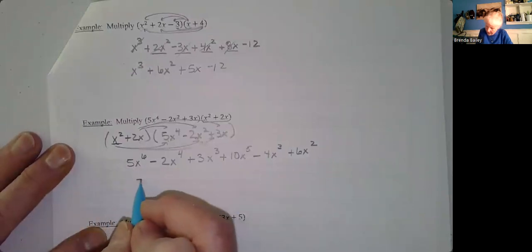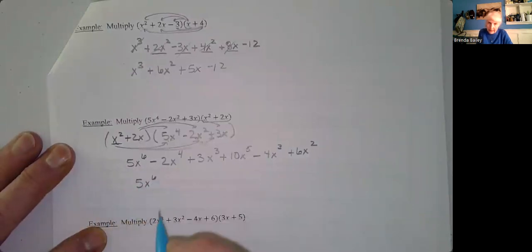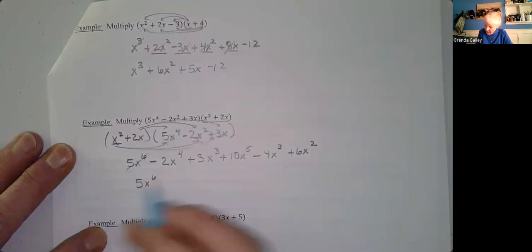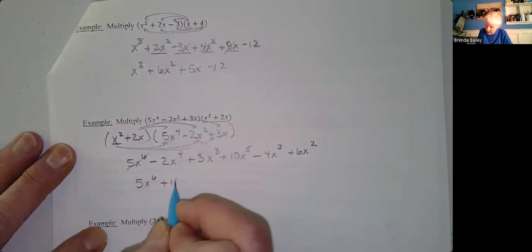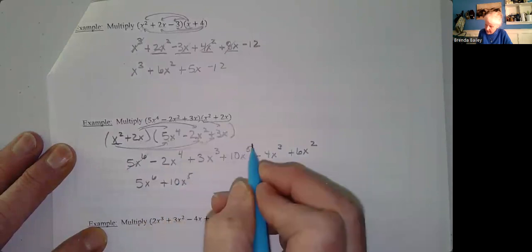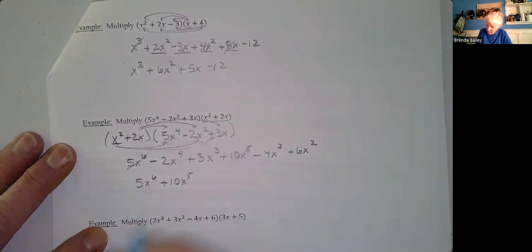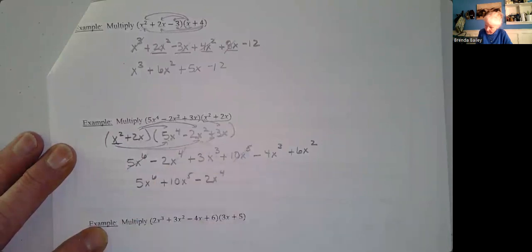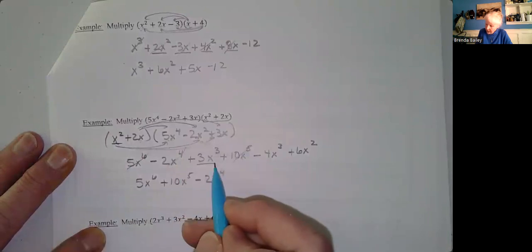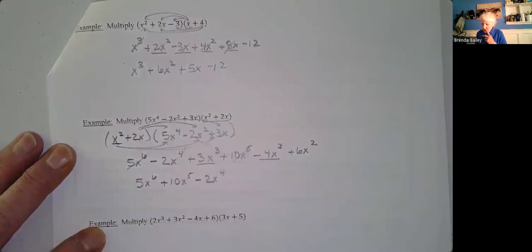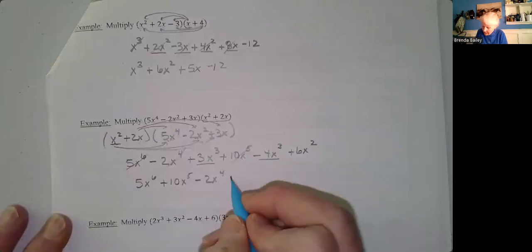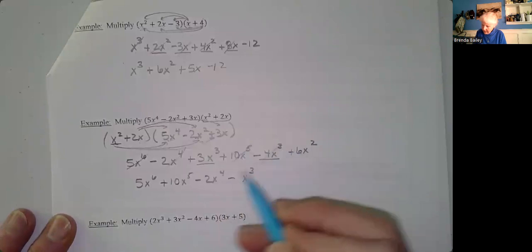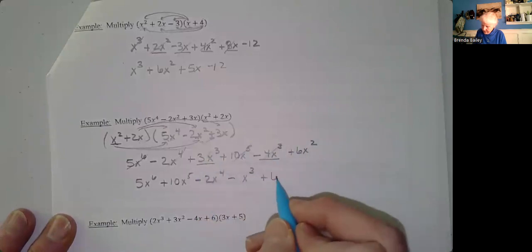We have a 5x to the 6th, our leading term, degree of 6. We have a 10x to the 5th. We just have one of them, so it stays by itself. We have 1 of the 4ths. Here we go. 3x cubed and a minus 4x cubed is a minus 1x cubed. And then we have plus 6x squared.